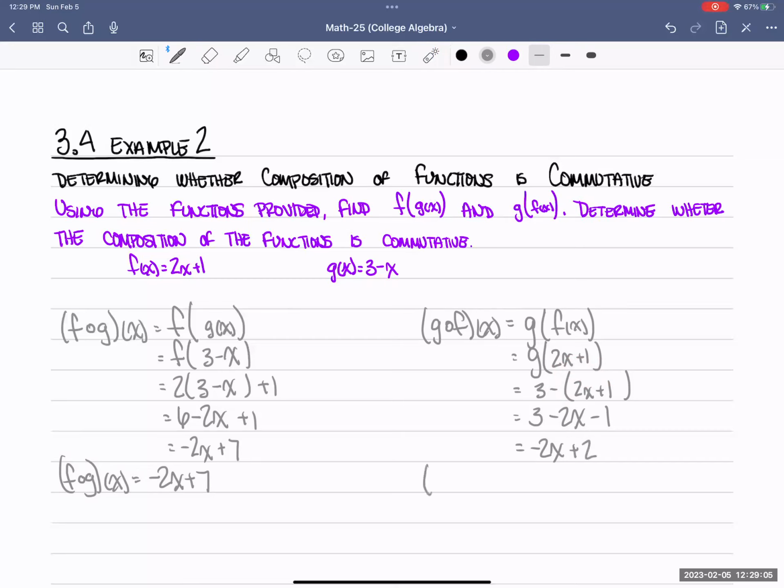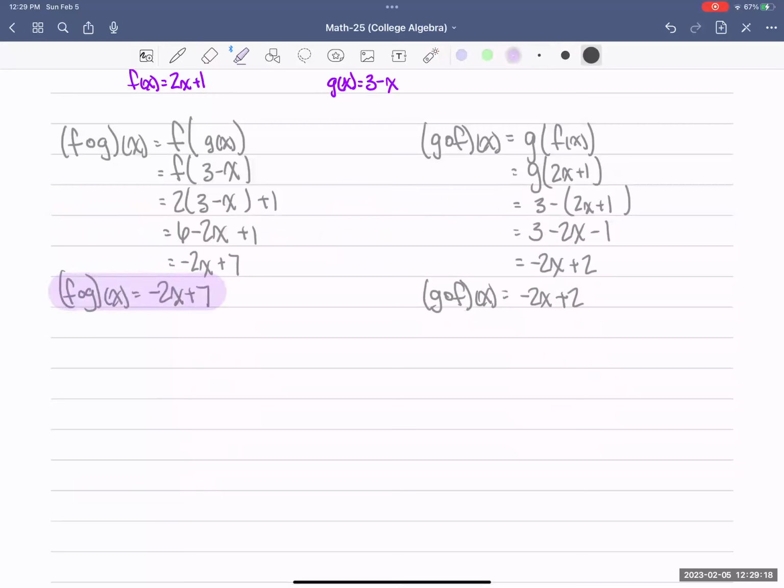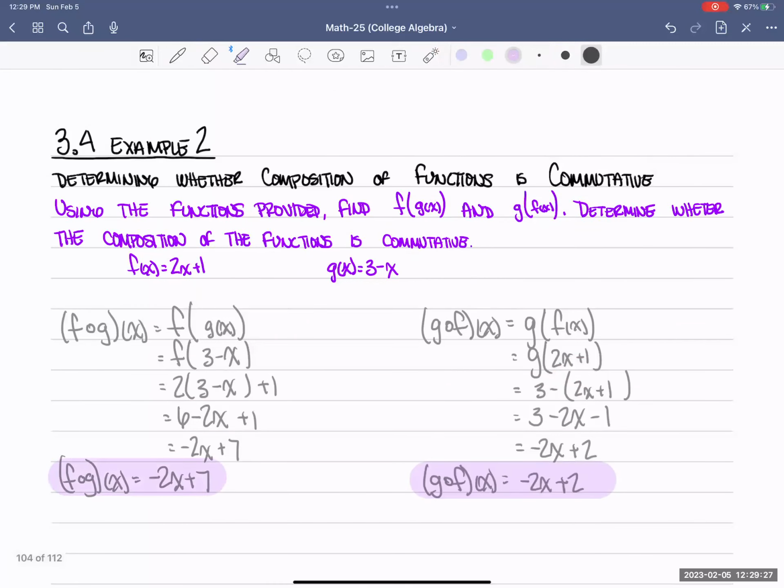So here we could say that g of f of x is equal to negative 2x plus 2. Since we have two completely different solutions here, we cannot say that composition of functions is commutative. So it's not commutative. And because of that, we would say no.